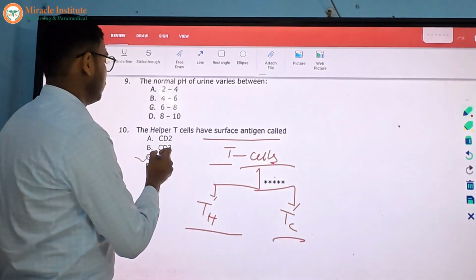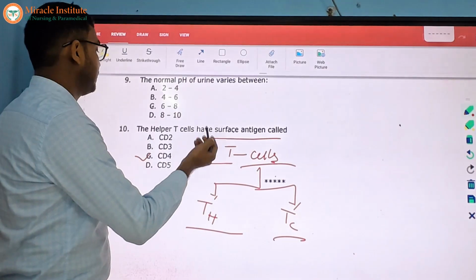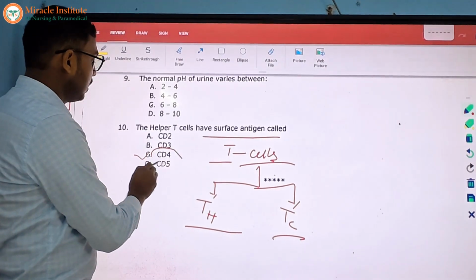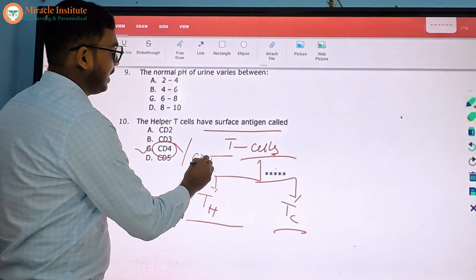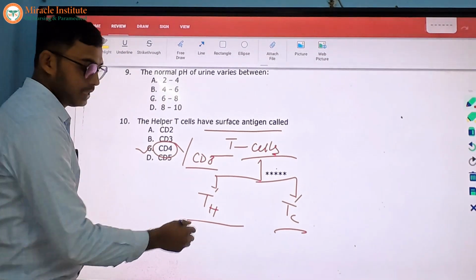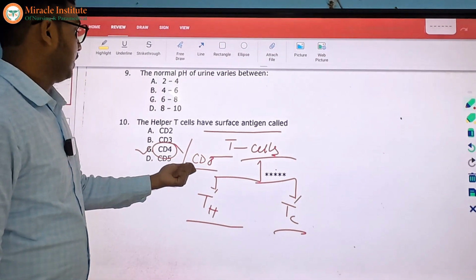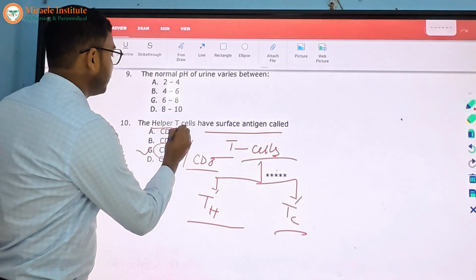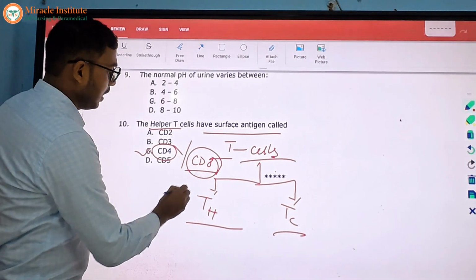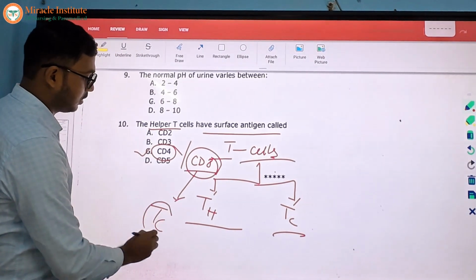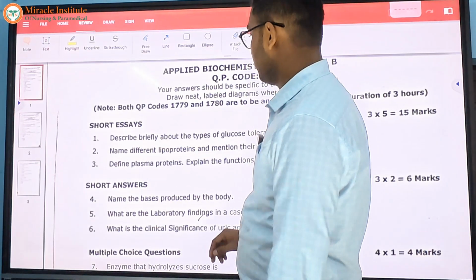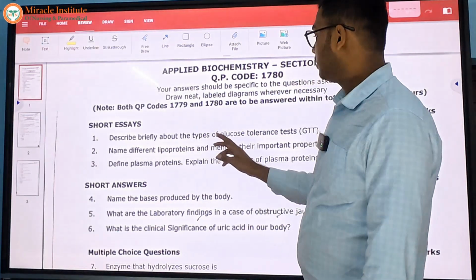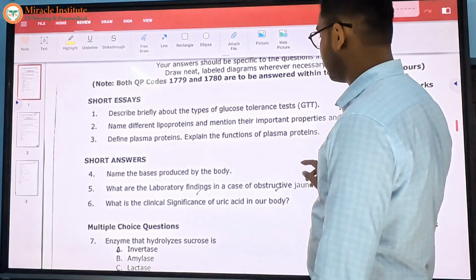TC cells, the question asks about helper T cells, either CD4 or CD8 molecule. If we compare CD4 and CD8, this one is called the helper T cells. If the question asks about the cytotoxic TC cells, the answer goes to CD8 cells. That's all. Now, through the short essay, describe briefly the types of glucose tolerance test.